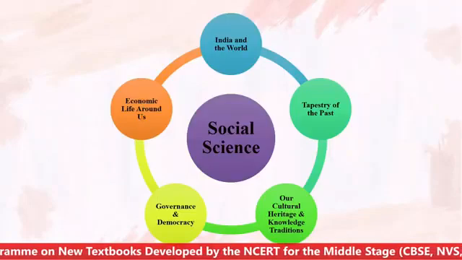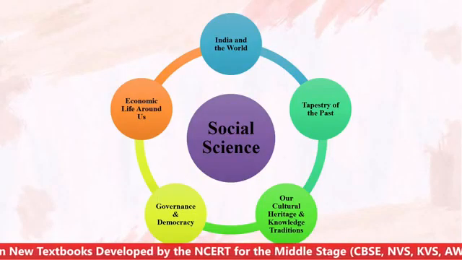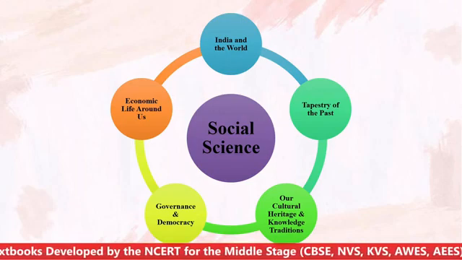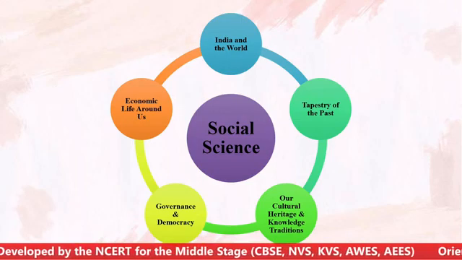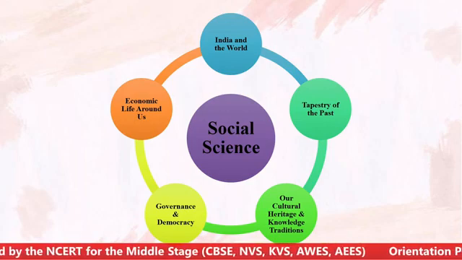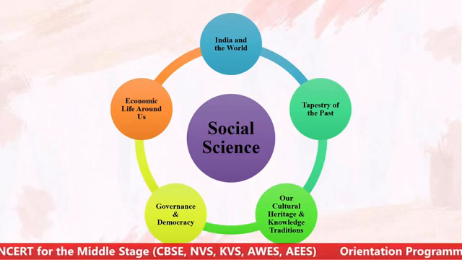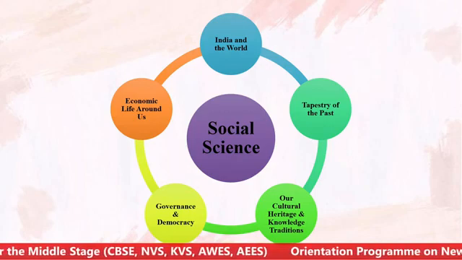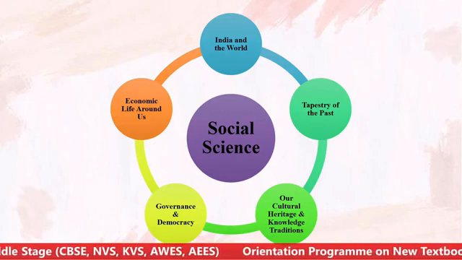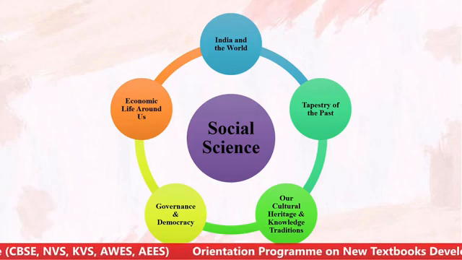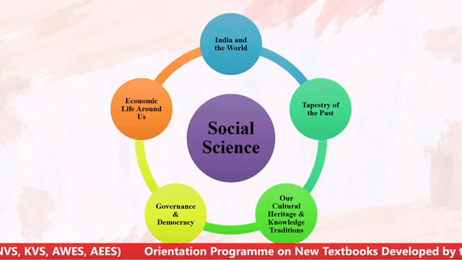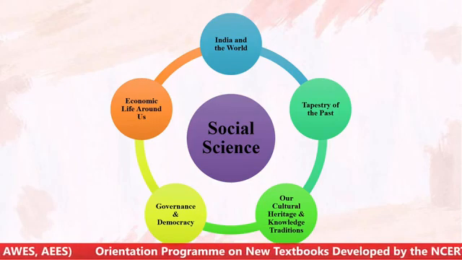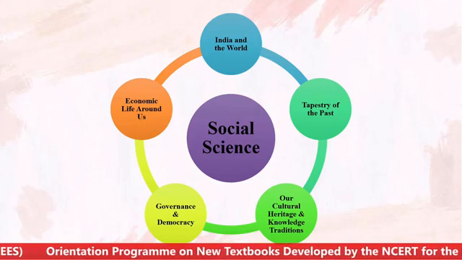So in this particular textbook, we are going to focus on 5 themes. And let me remind you that this class 7 textbook is in continuation of our earlier grade 6 textbook. There also we focused on 5 themes, and together these 5 themes constitute our discipline, social science.